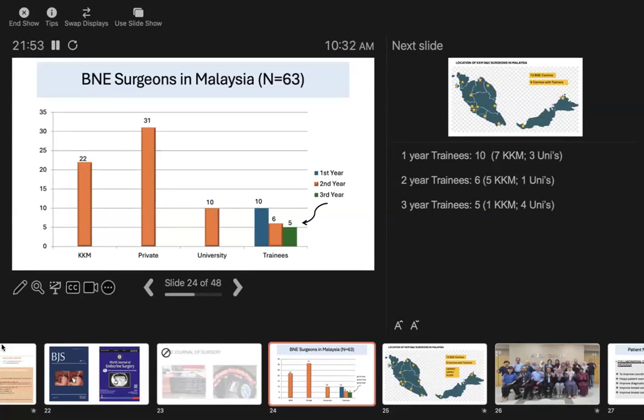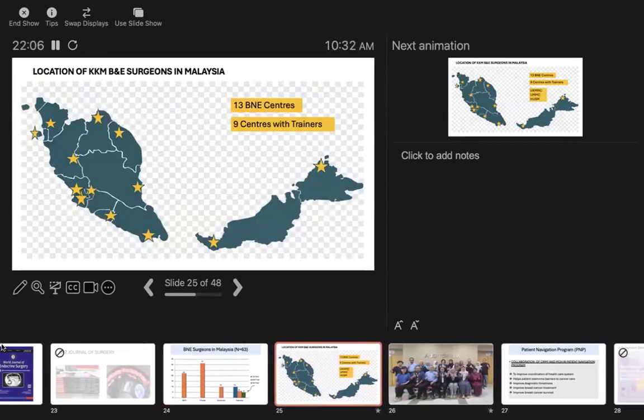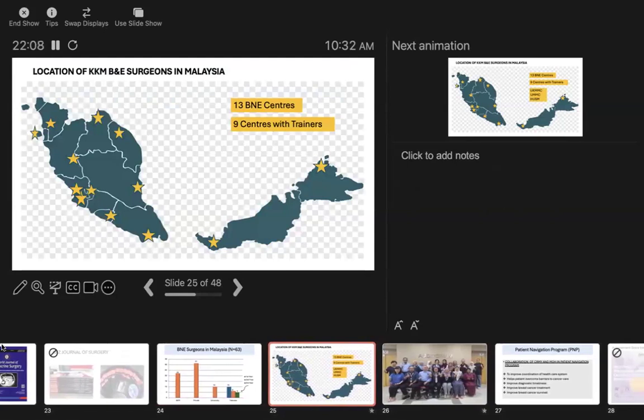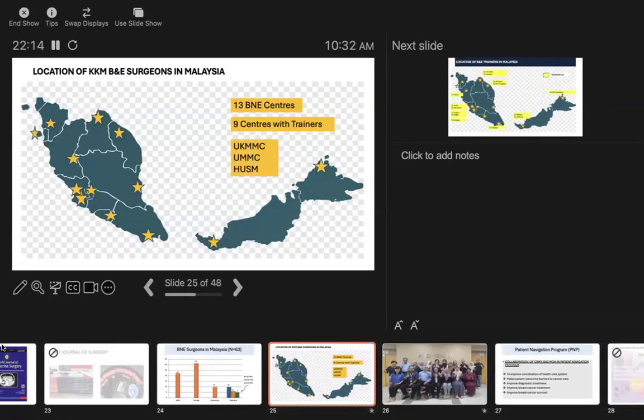We have 21 trainees: 10 in first year, 6 in second year, and 5 in third year. This is the location of the endocrine surgeons in Malaysia: 13 endocrine surgery centers, and we have 9 centers with trainees and trainers.